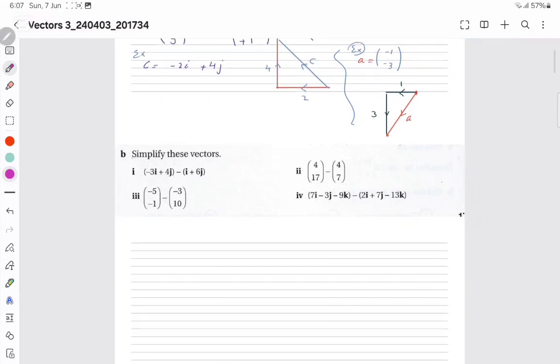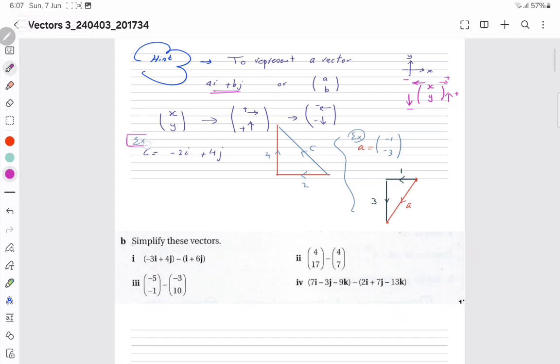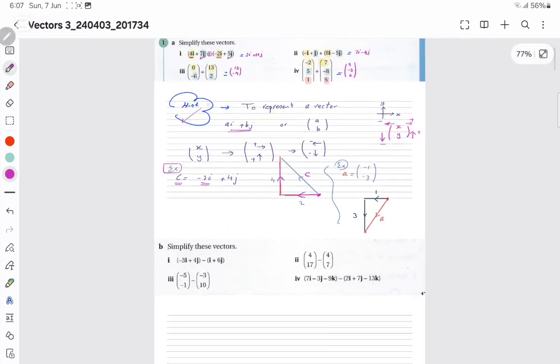Come here. For that example, if it says the vector c is equal to negative 2i plus 4j. Negative 2i means that the vector goes 2 units to the left. So if you're starting from here, it goes 2 units to the left, then 4 units up. So the result here will be c. To represent it in the diagram, sometimes it asks you to find that. It's a very important hint. Pay attention to it.